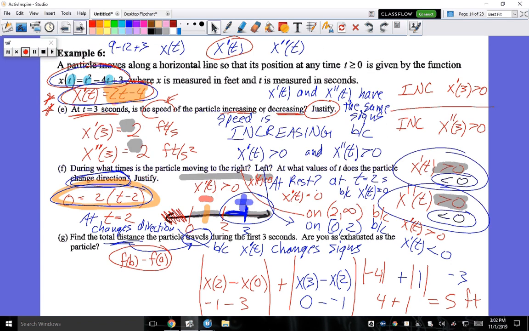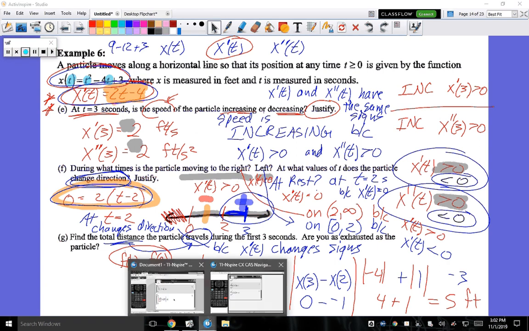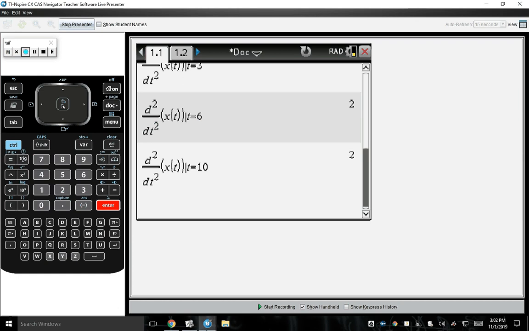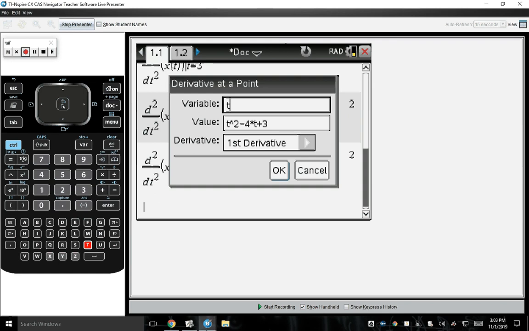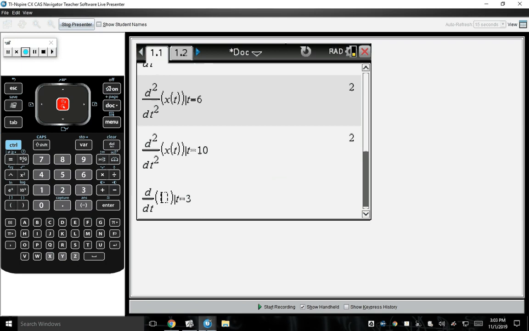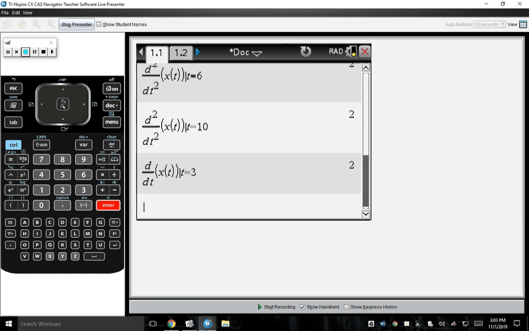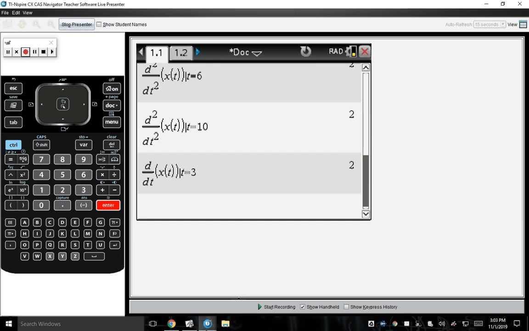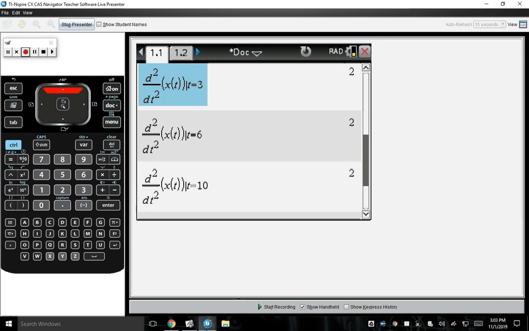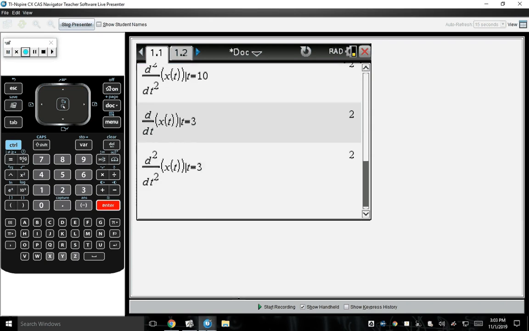So part E says we want to see if it's increasing at 3. And I said all you have to do is look at the signs of the first and second derivative. You can come over here and say, what is the sign? So at 3 seconds, we want to know what is the sign of the velocity. It's positive, okay? So at 3 seconds, we want to know what is the acceleration at 3. And I believe we already have that up here. Yep, right here. It also is positive.